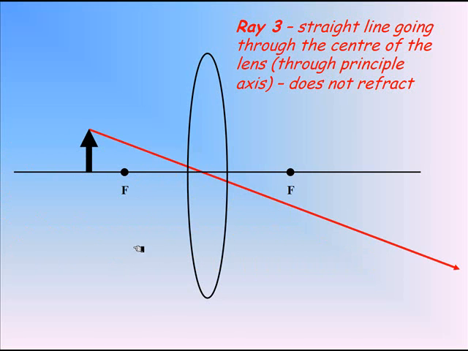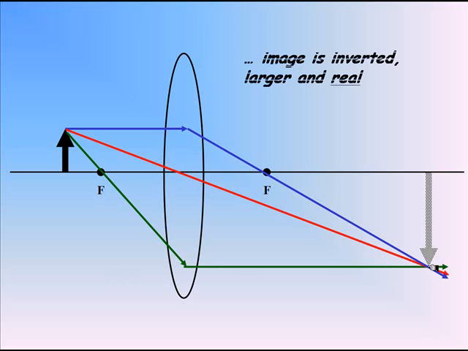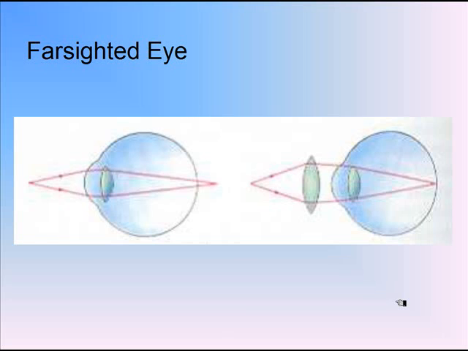So when we take those three rays and match them up, then we see that they intersect beyond the lens, and it looks like the image is going to be upside down. That makes it real, and of course it looks like it's about twice as big, so it's going to be inverted, larger, and real. And this would be the kind of lens that you would use if you were a far-sighted person. Here's a diagram of a far-sighted eye, a person with far-sighted vision.